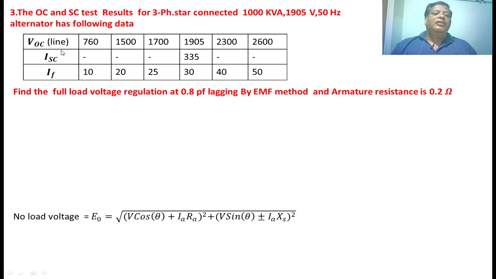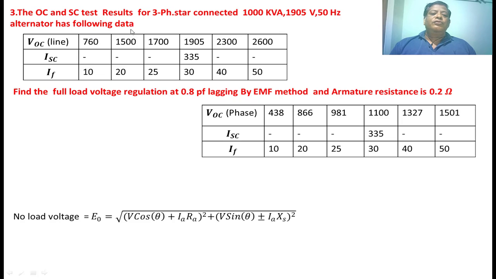In the third numerical, the OC and SC test results of a 3-phase star connected 1000 kVA, 1905 volts, 50 Hz alternator have the following data. This is the open circuit voltage. Whatever the voltage given in the numerical, that is the line voltage. This is the short circuit current. This is the field current. If we observe, for the short circuit current, only 30 amperes of field current is given. Find the full load voltage regulation at 0.8 power factor lagging by EMF method. The armature resistance is given as 0.2 ohms.